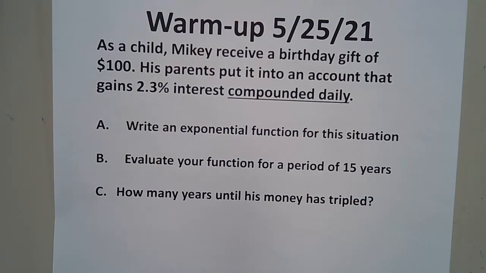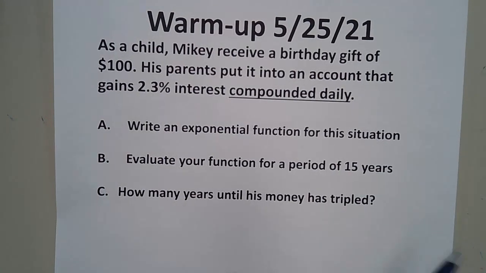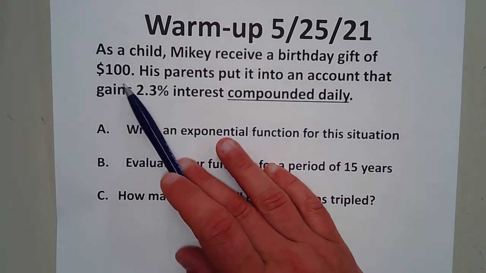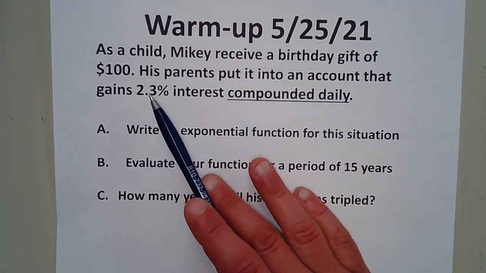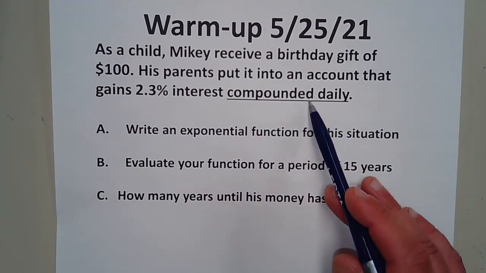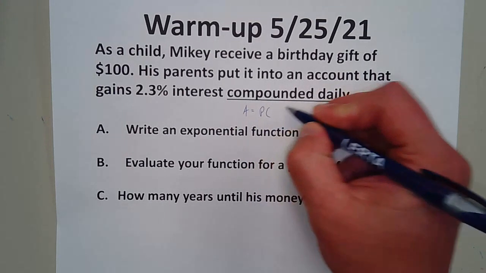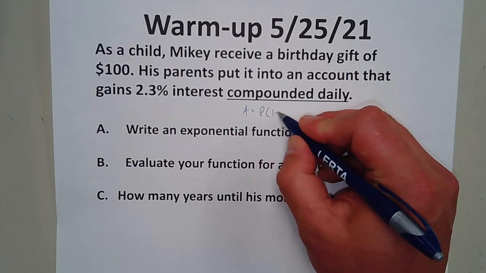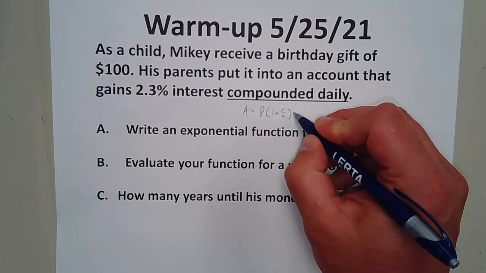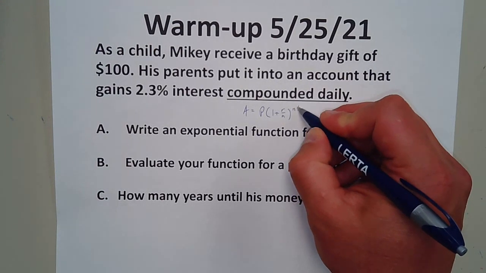Okay, so we got a little investment scenario here. As a child, Mikey receives a birthday gift of $100. His parents put it into an account that gains 2.3% interest compounded daily. So it's our compound interest formula from yesterday. Just to remind you, that's P times (1 plus r over n) to the nt.